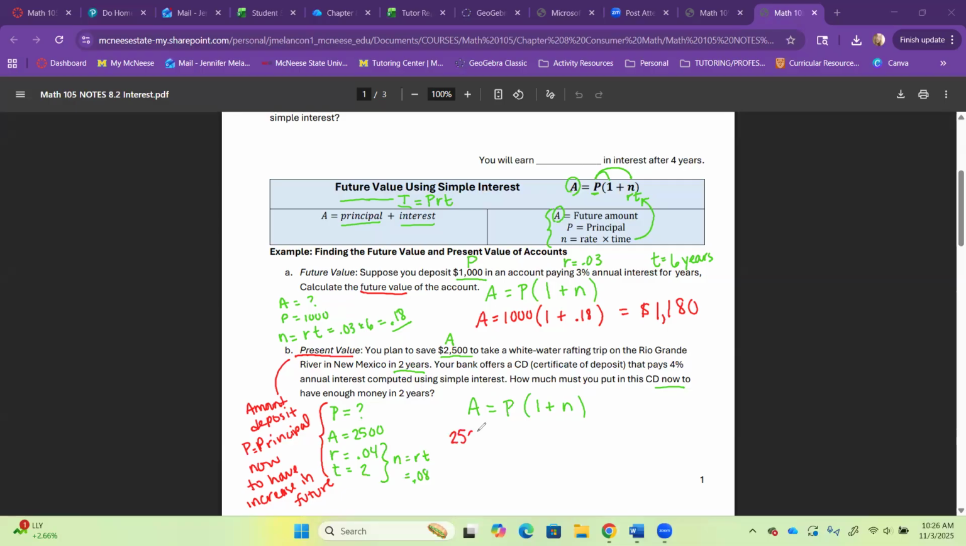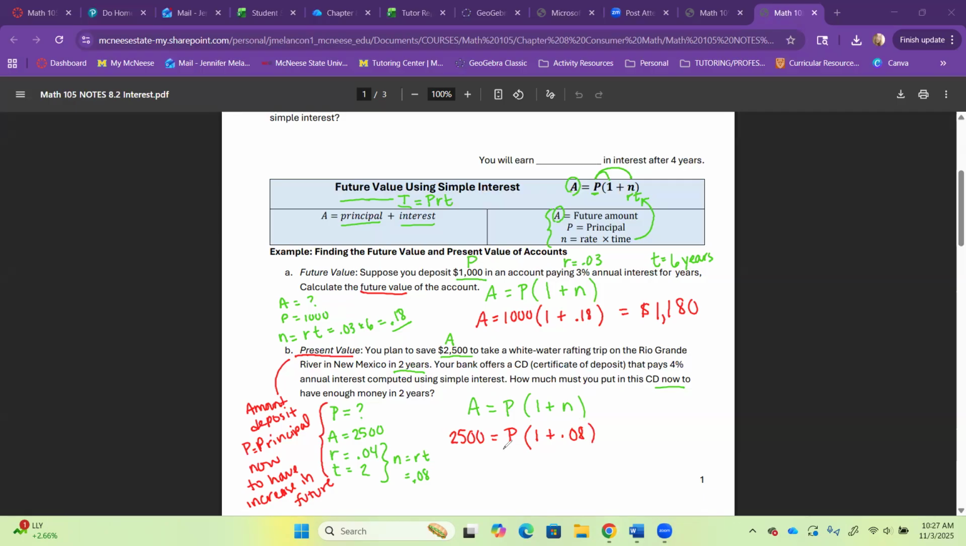So A is 2,500, P is our unknown, and then we have multiplied by 1 plus N, which we determined is 0.08. Okay, so now what I see here is that P is what I want to solve for, but it's all being multiplied by this other stuff on the other side. So just remember how we undo multiplication, and if it helps you to read something out, it says 2,500 is equal to P times all of this stuff in the parentheses.